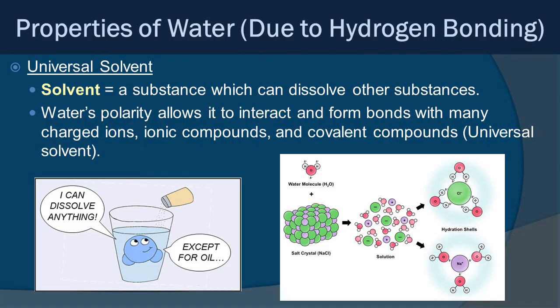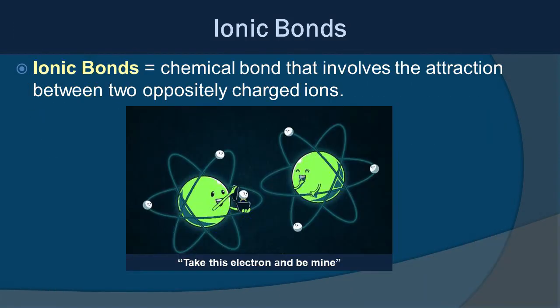And if you've ever poured oil in water, you'll notice how it sort of bubbles up and stays at the surface because it's, first of all, less dense and it's just not polar. So finally, we're going to get to our last bond, which is the ionic bond. Ionic bonds are chemical bonds that involve the attraction between two oppositely charged ions. In this case, one electron is donated to the other atom, and that causes the one atom to be positive, the other to be negative, and they attract each other.